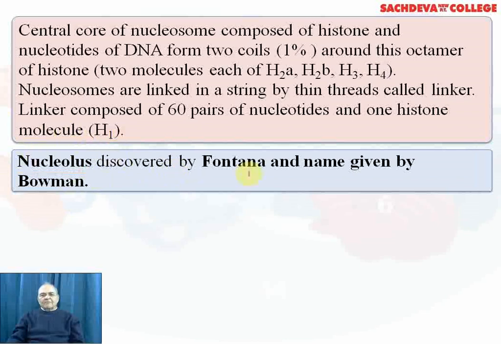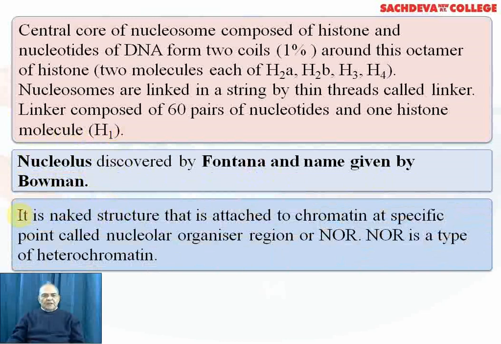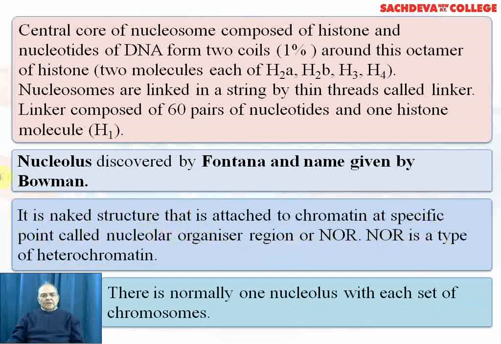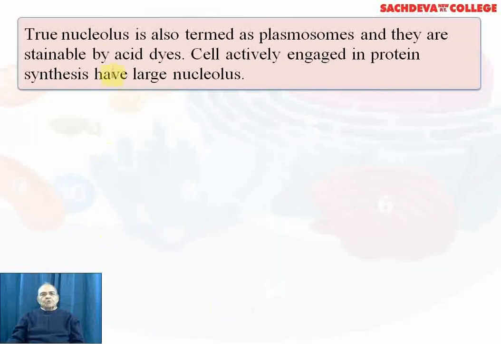Nucleolus was discovered by Fontana and the name was given by Bowman. It is a naked structure that is attached to chromatin at a specific point called the nucleolar organizer region, or in short, NOR. NOR is a type of heterochromatin. There is normally one nucleolus with each set of chromosomes. True nucleolus is also termed plasmosome, and it is stainable with acid dyes. Cells actively engaged in protein synthesis have a large nucleolus.